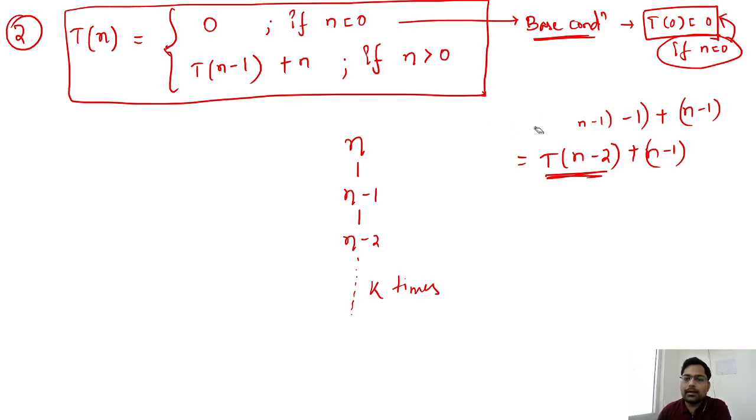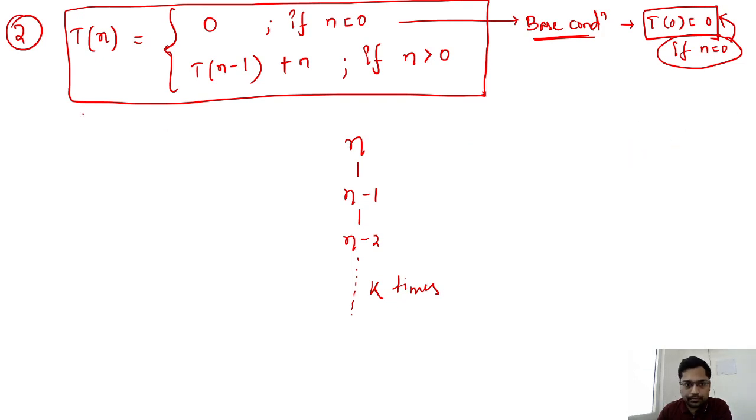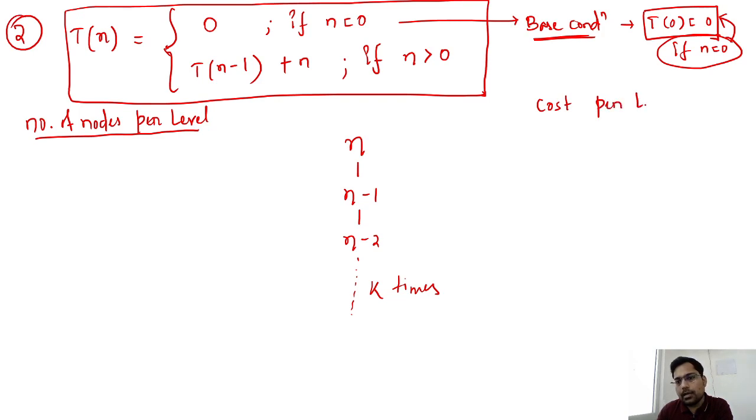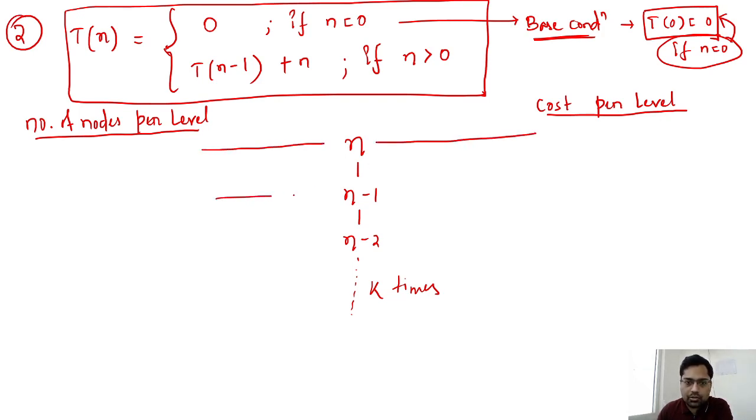Now the left hand side and right hand side will be written well. The left hand side is all about the number of nodes per level. Here, cost per level. So here you have to mention the number of nodes and the cost per level one by one.